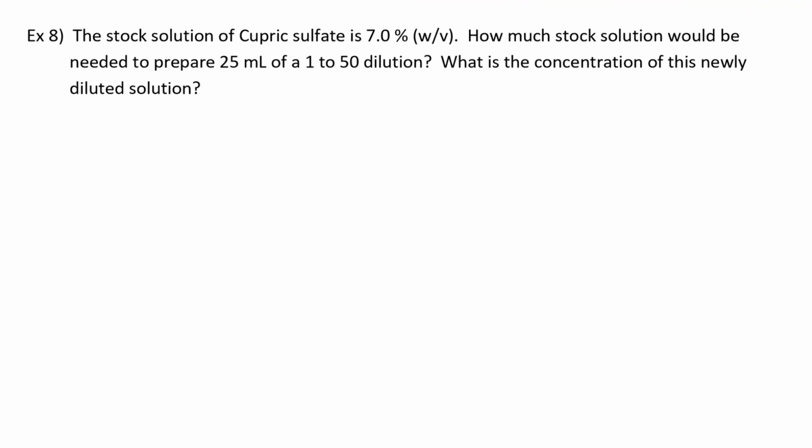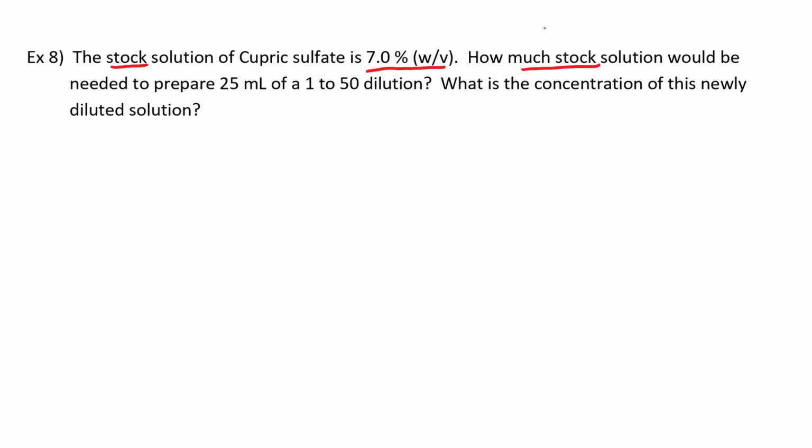Let's now look at another example. Stock solution, something called cupric sulfate, 7.0 weight by volume. How much stock? This will be my V1. Would be needed to prepare 25 mils. It's going to be my V2 of a 1 in 50 dilution. Also, what is the concentration of this newly diluted solution?